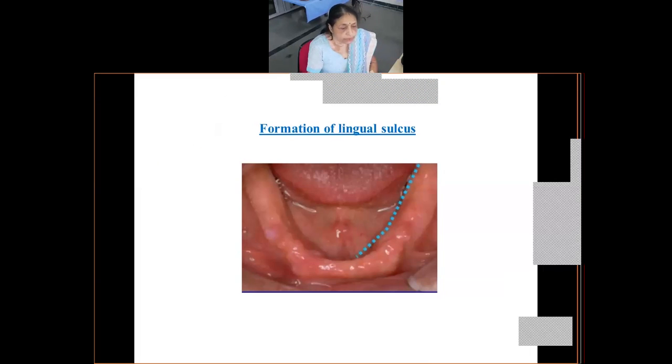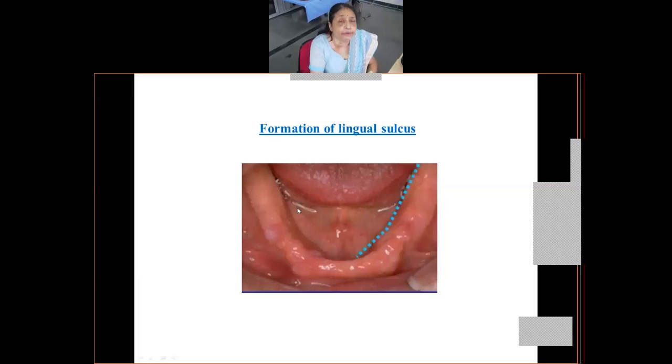I have told you the anterior two-thirds of the tongue was initially fixed to the floor of the mouth. Later on, there will be a downgrowth of epidermal thickening. That epidermal thickening later disappears and a sulcus is formed between the tongue and the floor of the mouth, known as the lingual sulcus. So we can move our anterior two-thirds of the tongue.